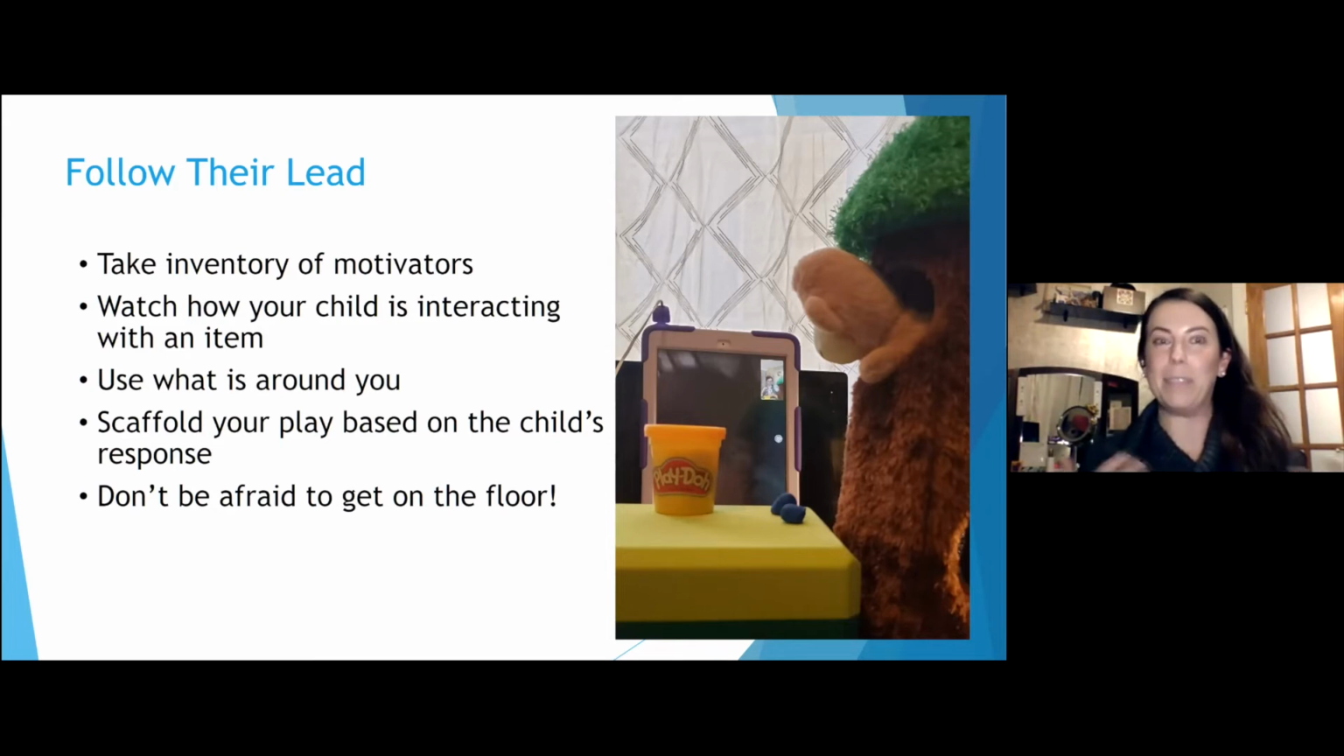But sometimes you've just got to go with the flow and be absolutely ridiculous to be able to get the child's attention, but they're going to be motivated by it because they're going to want it again, or they're going to want the lights to go off again. And so based off of what their response is, then you can start to scaffold. Obviously, if you try something and they're not responding to it, then it's time to try something new.